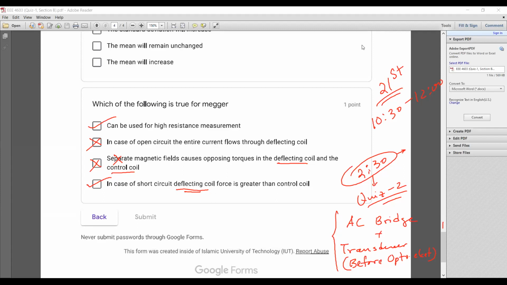Okay, so as you have another class, I am concluding today's session. Regarding the last quiz, I don't know what exactly happened because I submitted my quiz within the time duration.